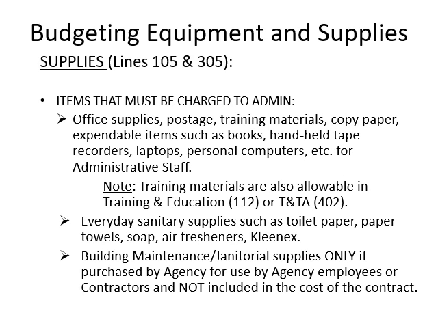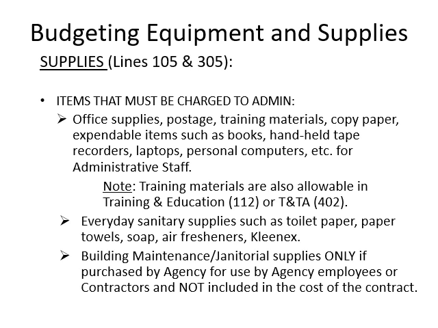For the supplies category, the items that must be charged to administration are as follows: office supplies, postage, training materials, copy paper, expendable items such as books, handheld tape recorders, laptops, personal computers, etc., for administrative staff specifically. Please note that training materials are also allowable in the training and education, line 112, and for grants that have this line item, T&TA, which is line 402.